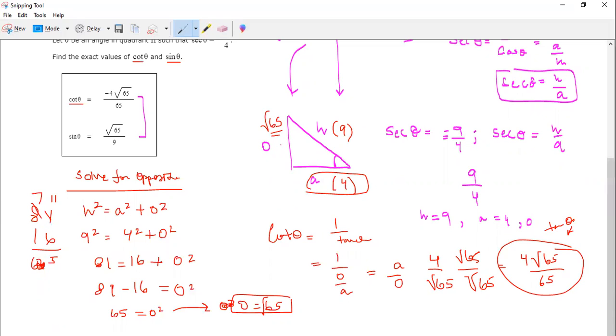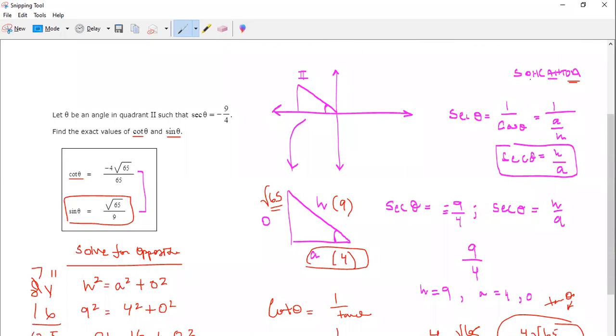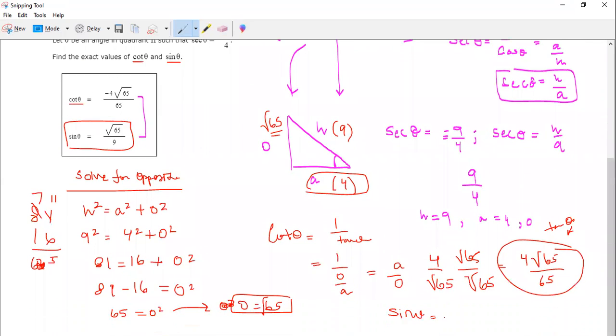And similarly, we could do a similar deduction for the sine of theta. The sine of theta, let's see here, is simply going to be the opposite over the hypotenuse, and that would just be the opposite side, which is under root 65, over the hypotenuse, which is 9, and that would be our sine of theta.